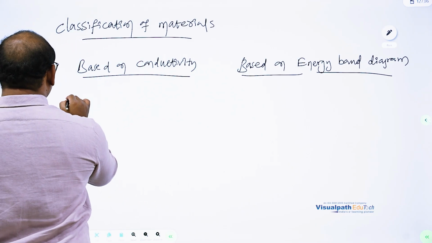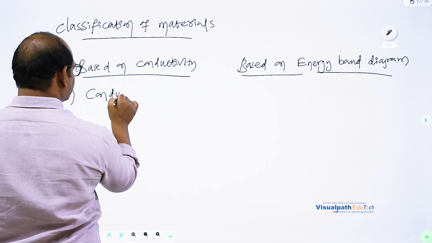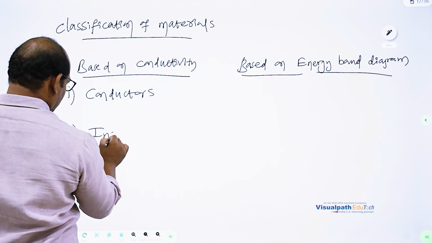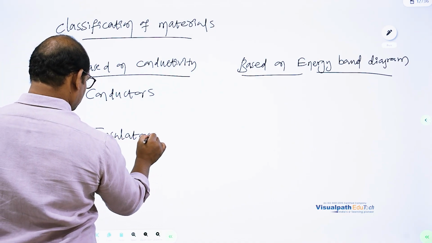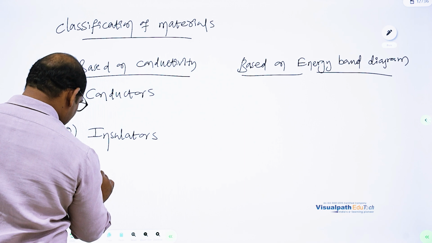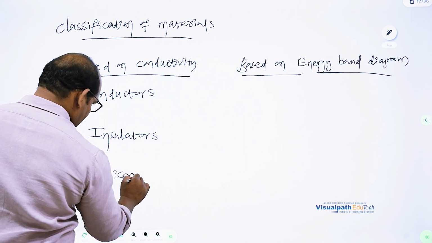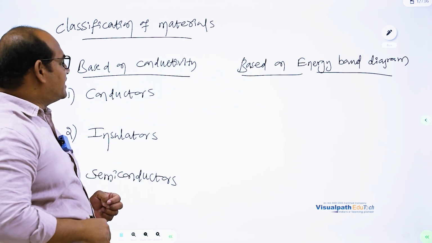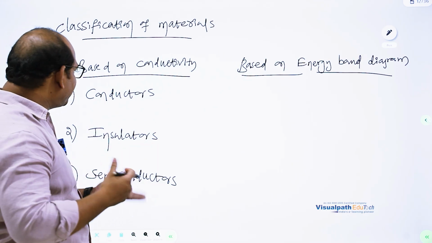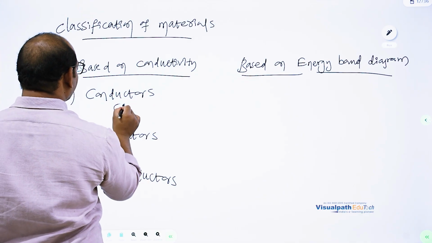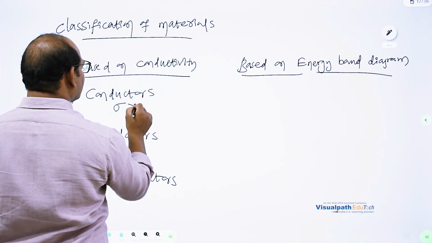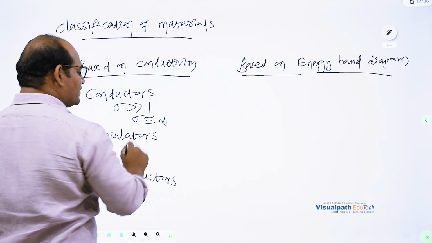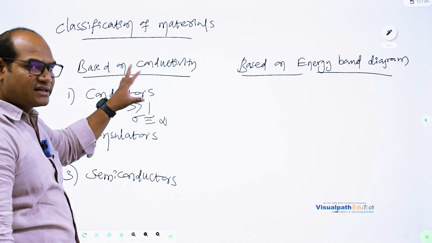So here three types are there. One is conductors, second one is insulators, and third one is semiconductors. So when you provide the external energy to one particular material, if that material is providing large amount of conductivity, sigma is the conductivity, if it is very larger than 1, that means it is approximately equal to infinity, then we can tell that material is the conductor.